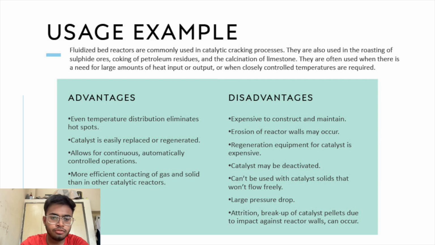It is expensive to construct and maintenance cost is high. Erosion of the reactor wall may occur. Regeneration equipment for the catalyst is expensive. Catalyst may be deactivated. It can't be used with catalyst solids that won't flow freely. Large pressure drops. Attrition, the breakup of catalyst pellets due to impact against the reactor wall, can occur.